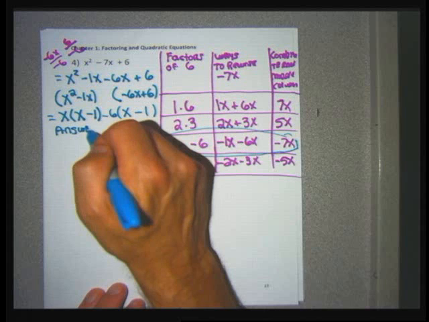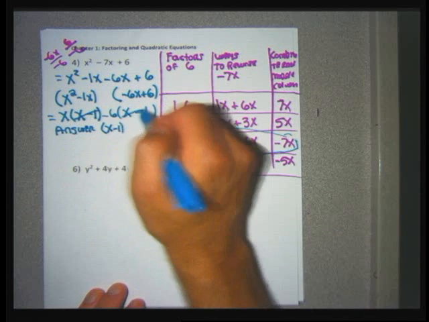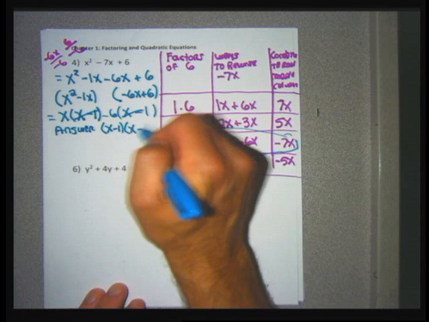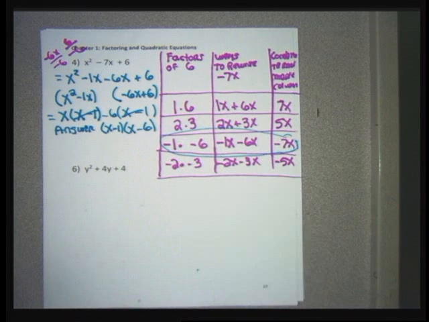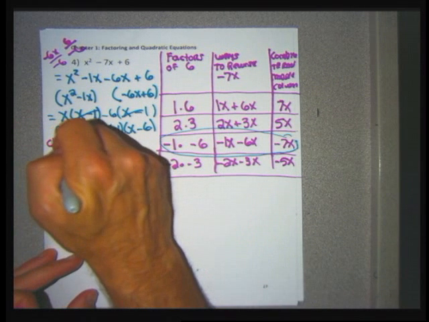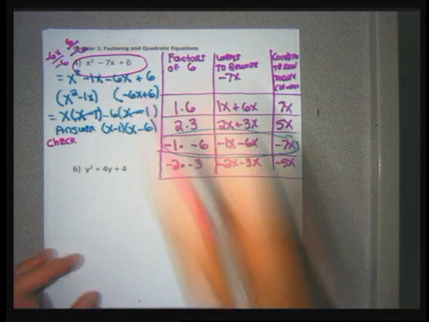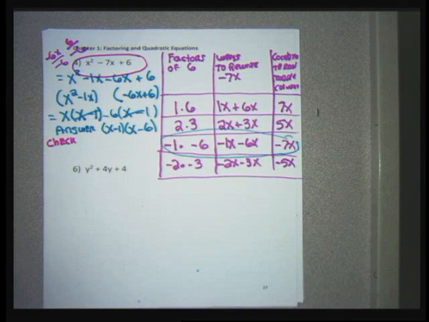I'm going to factor out the x minus 1. When I do that, I'm left with an x and a minus 6. I claim that's my answer, which means I should be able to check it by FOILing. So I'm going to check to make sure my answer, when I FOIL it, simplifies to the original problem, because that's the only way an answer is correct, if when you multiply it out, you get the original problem.